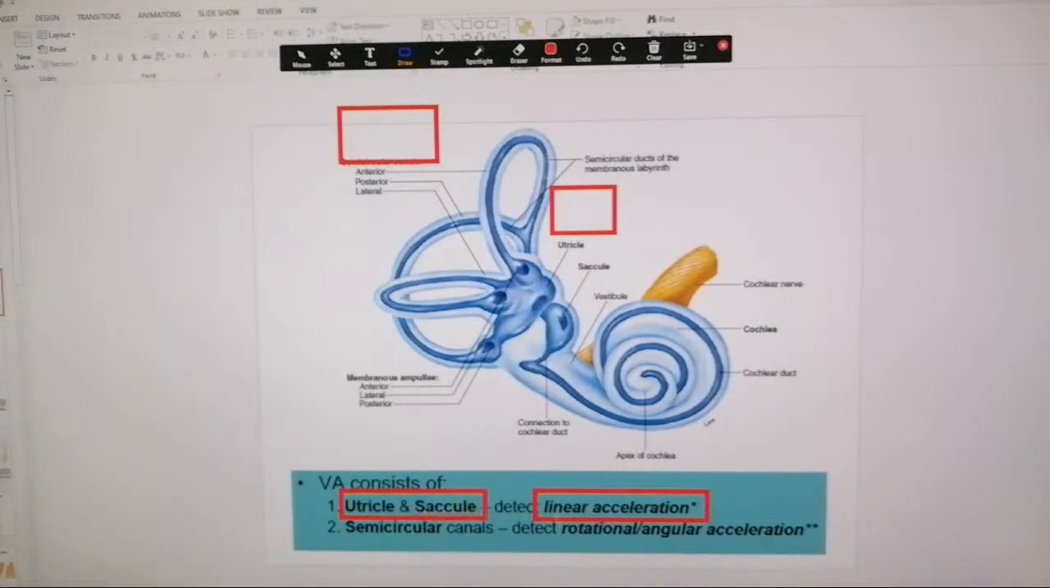What do you mean by linear acceleration? Very simply, if you sit in a car, and the car is stationary at the moment, and now the driver starts to drive it. The car starts moving in the forward direction, whatever that forward direction is. Whatever forces are applied on the body, especially the head and neck, will be detected by this otolith organ setup as linear acceleration in a certain direction.